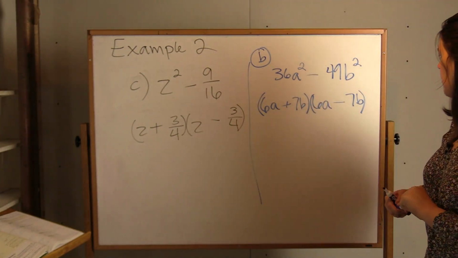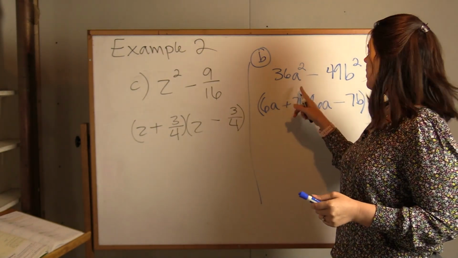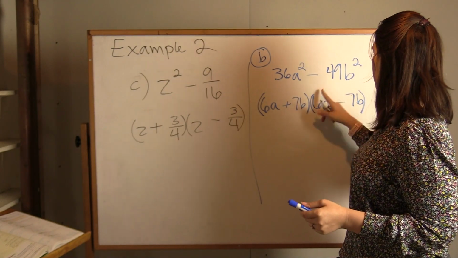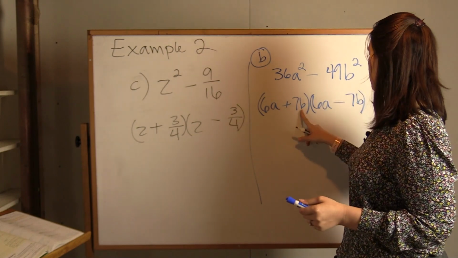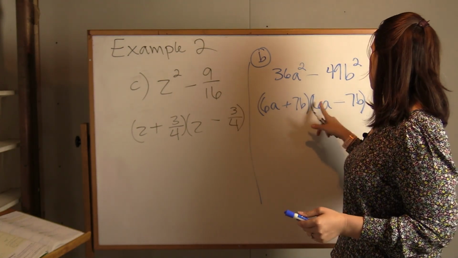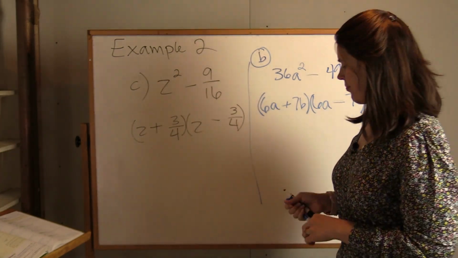Okay, so in this one, perfect square minus perfect square, the square root of 36 is 6. The square root of a squared is a. And then for 49, I know 7 times 7 makes 49. And for b squared, then I divide it by 2. So 2 divided by 2 gives me b to the first and b to the first. One's a plus, one's a minus.